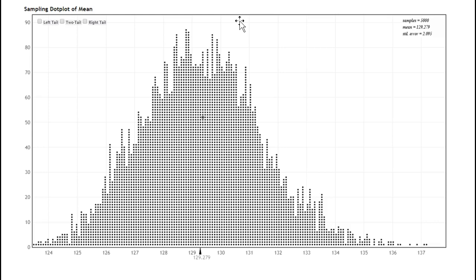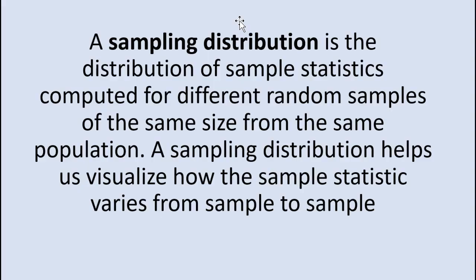Notice that the plot of 5,000 statistics is symmetric and bell-shaped. Also notice that the plot is centered at 129.28, the value of the parameter. Plots like this have a special name. They are called sampling distributions. The example here is a sampling distribution for a sample mean. A sampling distribution is the distribution of sample statistics computed for different random samples of the same size from the same population. A sampling distribution helps us visualize how the sample statistic varies from sample to sample.